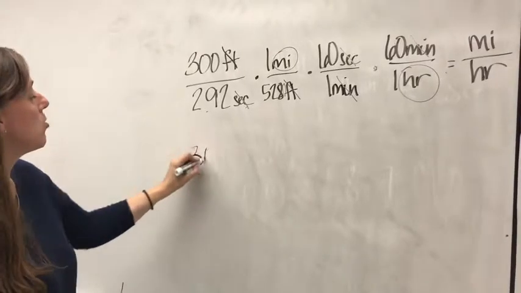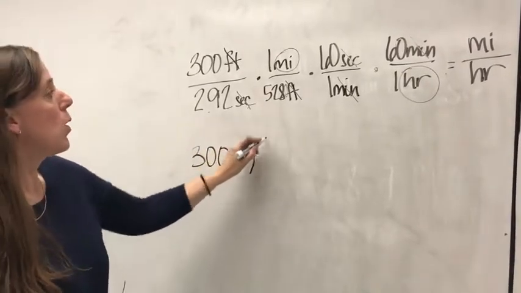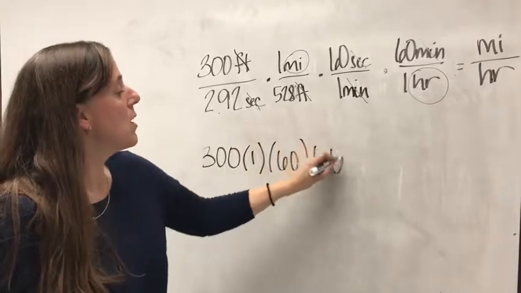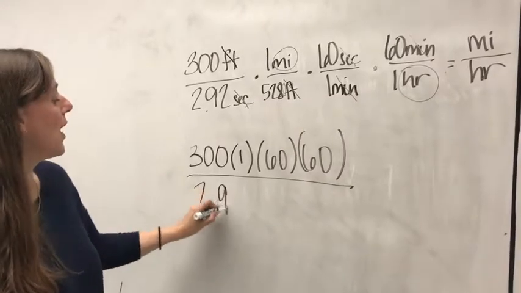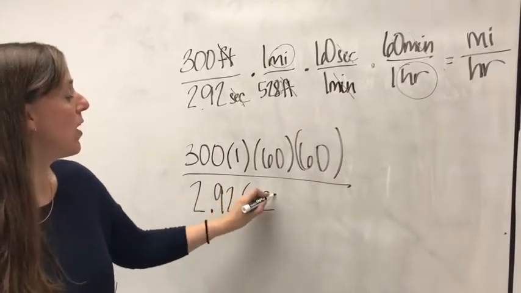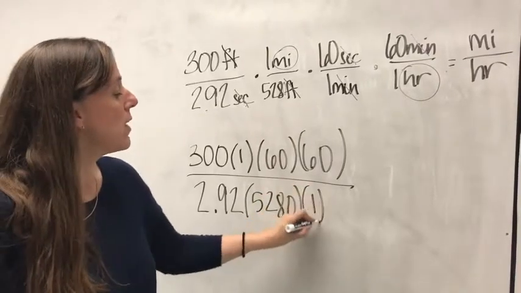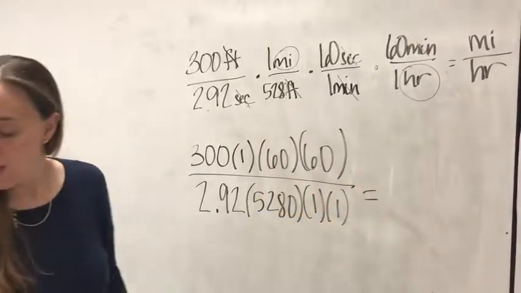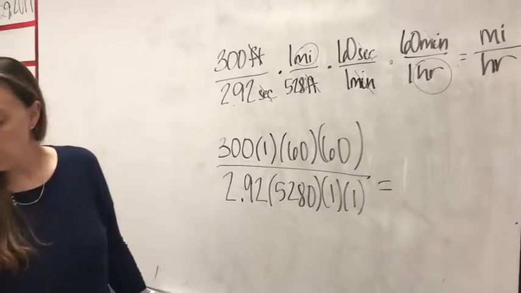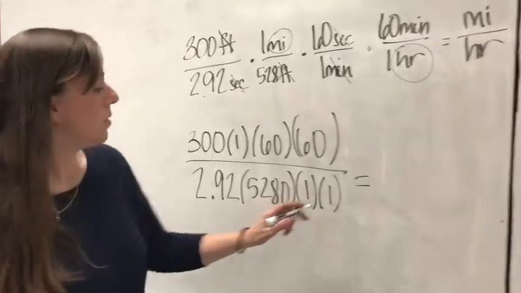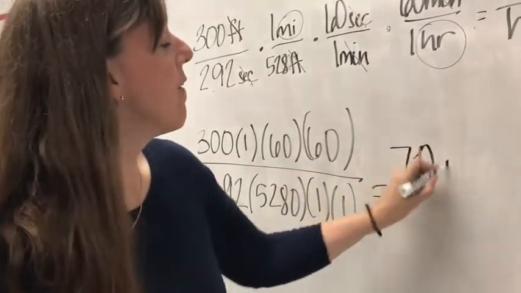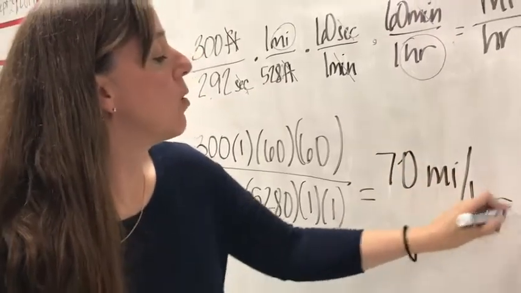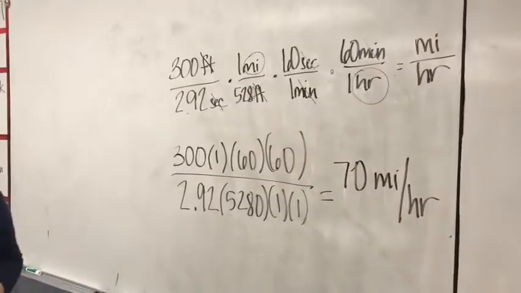Okay, so it's 300 times 1 times 60 times 60 over 2.92 times 5,280 times 1 times 1, and that's gonna leave us with 70 miles per hour, okay? Okay, so just a couple of quick things.